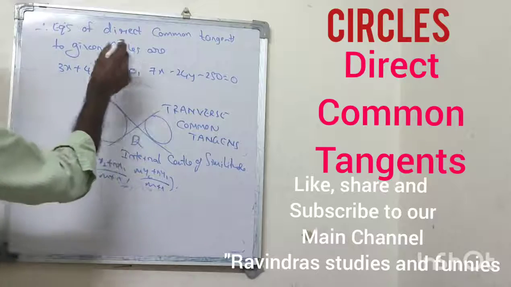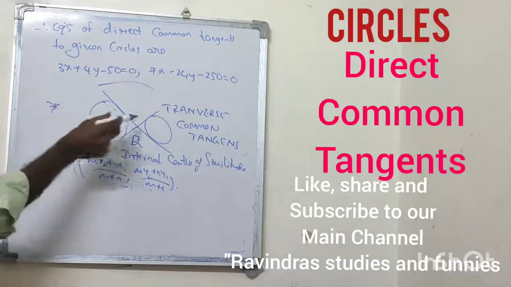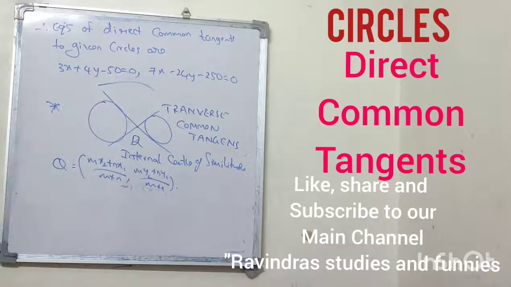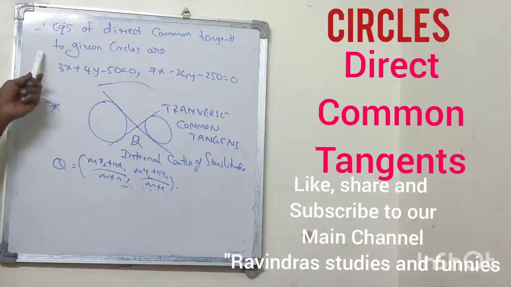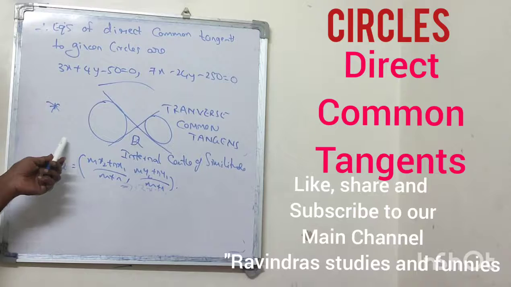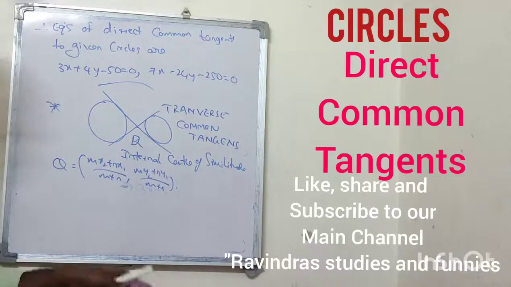So here we have found direct common tangents. Now the procedure for finding transverse common tangents is this. Both model sums are very important. I explained this; now you practice this type of question which you will find in the Maths 2B textbook.